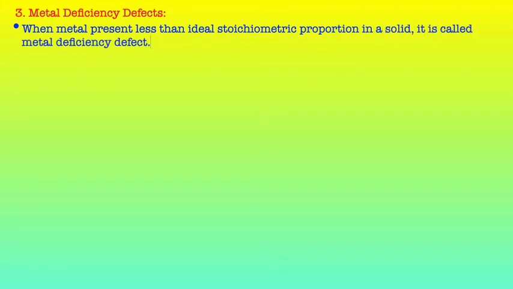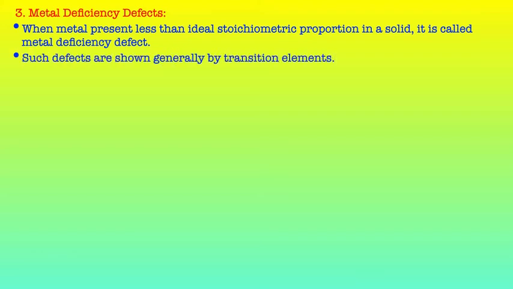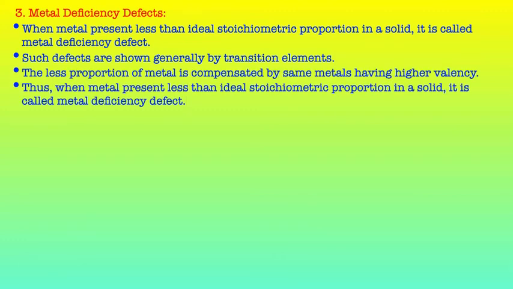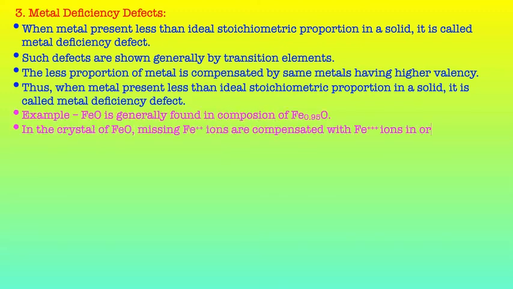Now the third one is metal deficiency defect. When metal is present less than the ideal stoichiometric proportion of the solid, it is called metal deficiency defect. Such defects are generally shown by transition elements. The lesser portion of metal is compensated by some metal having higher valency. For example, FeO is generally found in the composition Fe0.95O. In the crystal of FeO, the missing Fe2+ ions are compensated with Fe3+ ions in order to maintain neutrality.